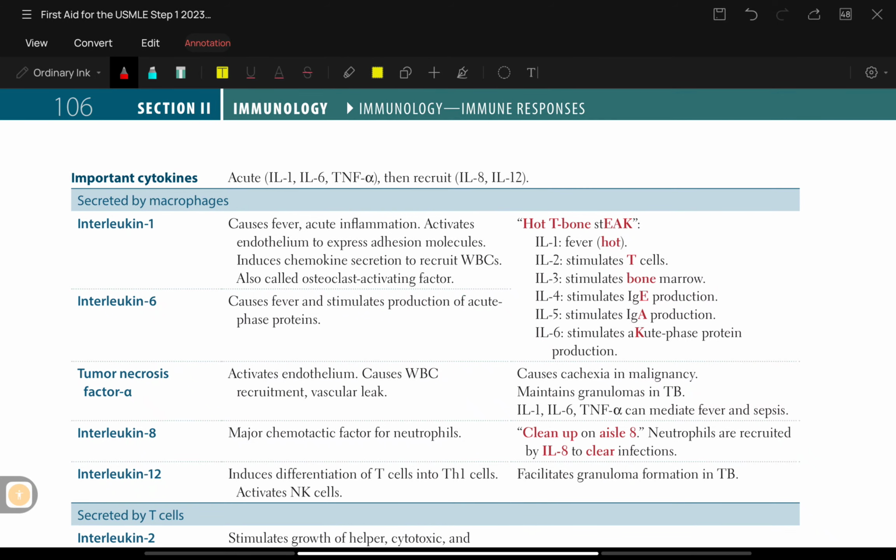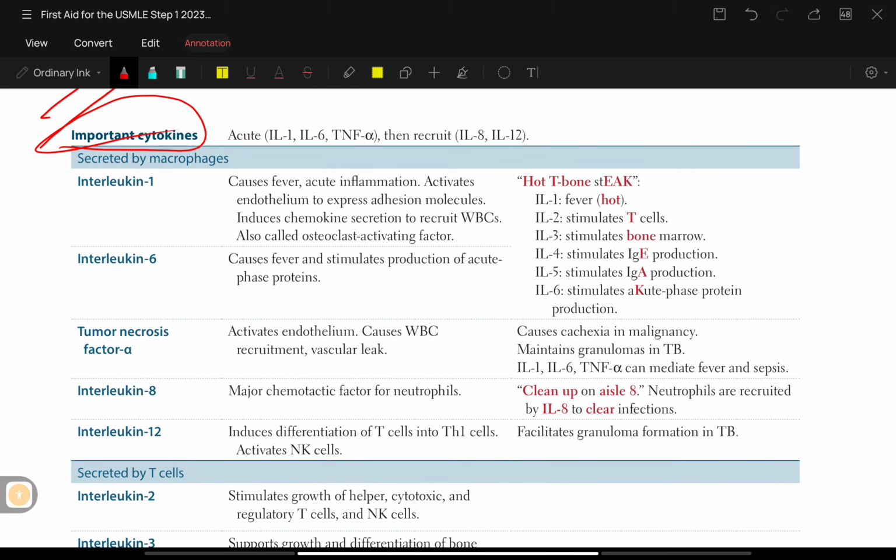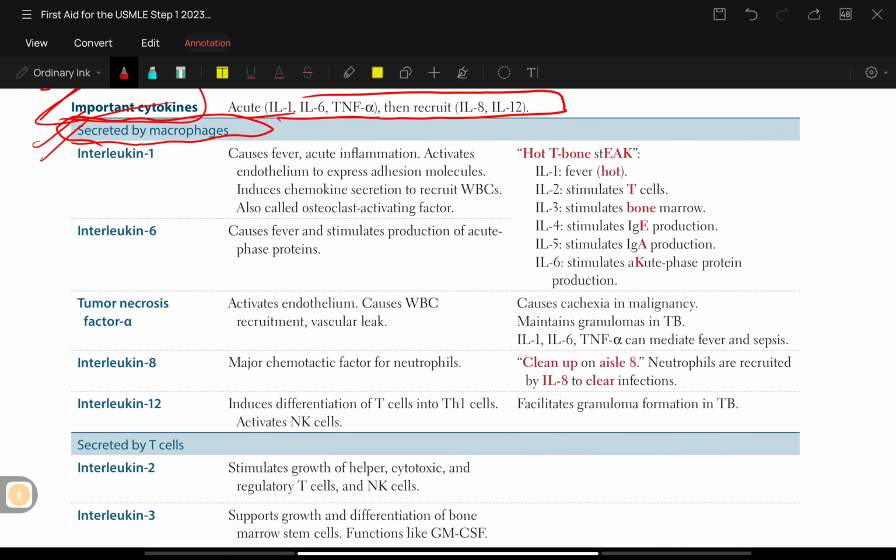Now moving to the next page, we study about important cytokines. So cytokines that are acute: interleukin 1, 6, tumor necrosis factor alpha, and then recruit: interleukin 8 and interleukin 12. Now, cytokines secreted by macrophage: interleukin 1.